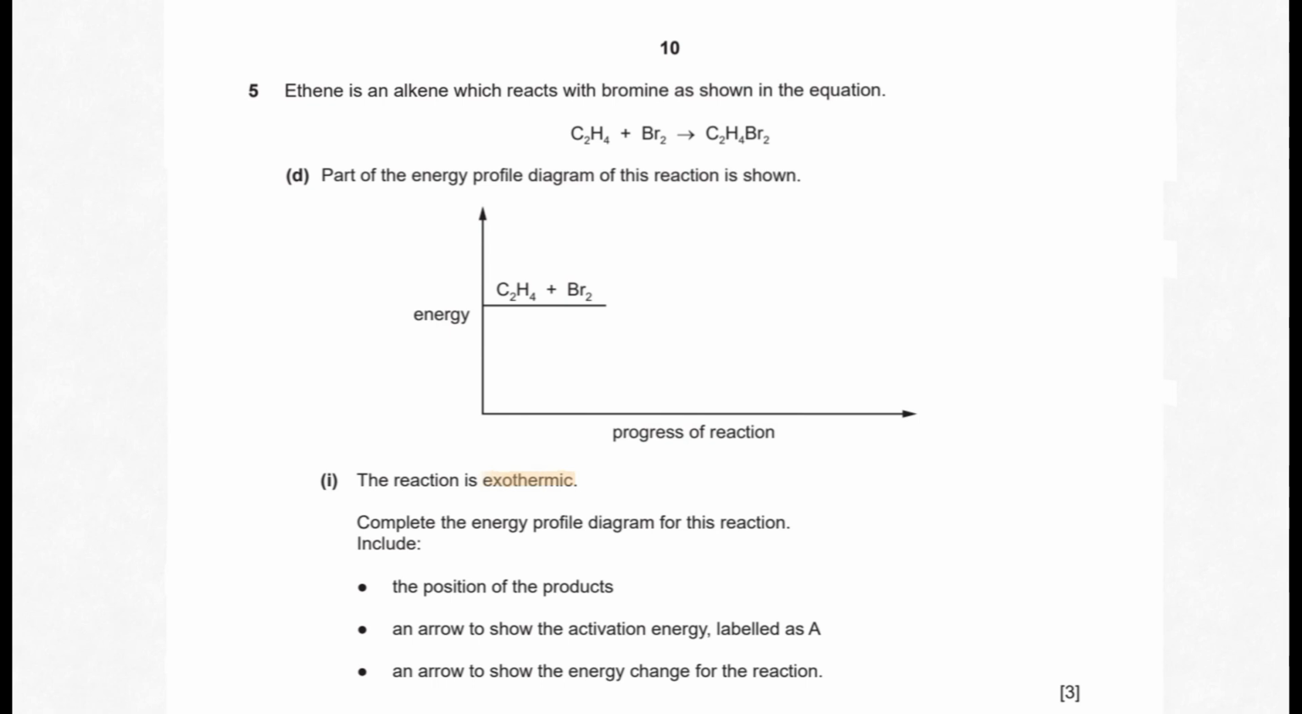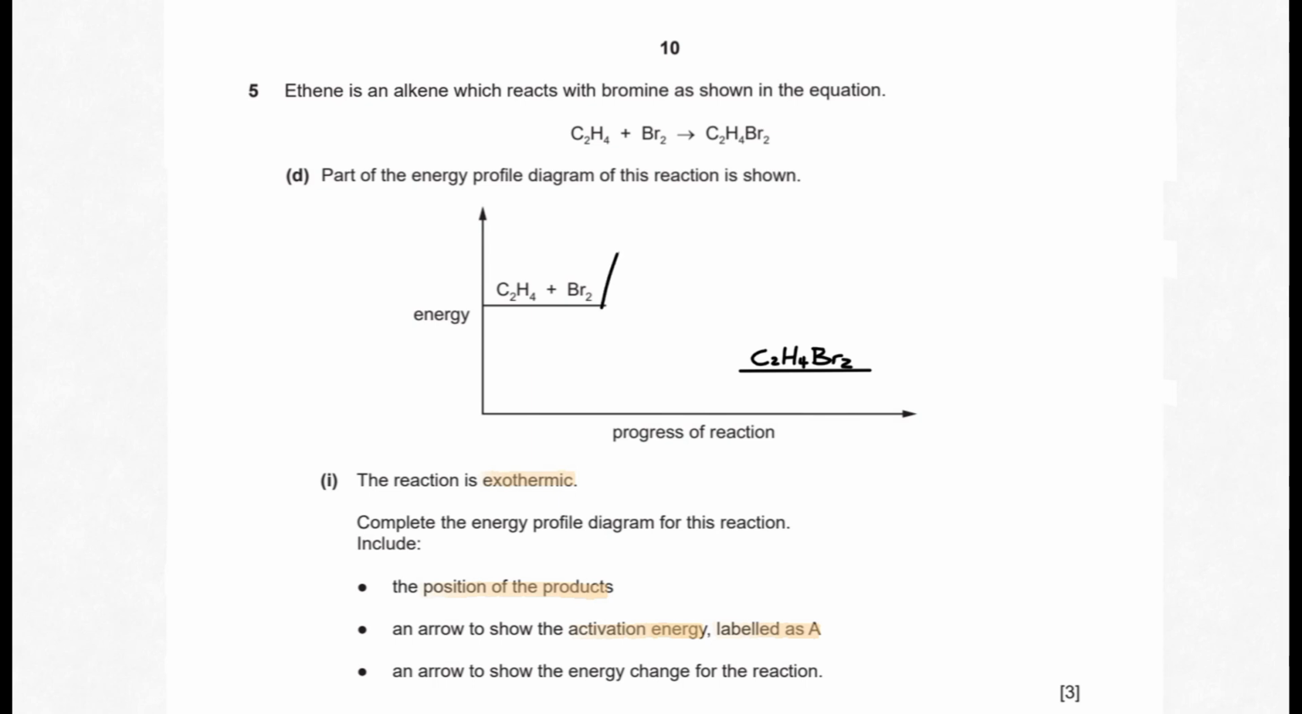reaction. So the first thing that we need to include is the position of the products. Now we know that this reaction is exothermic, so our products would have a lower energy value than our reactants. So we'll put that line right here. Now we have to remember to also write down our products on the line. So on top of the line, we'll write C2H4Br2. Okay, so the second thing that we need to include is an arrow to show the activation energy labeled as A. Now remember, our activation energy is the amount of energy needed by the reactants to initiate the reaction.